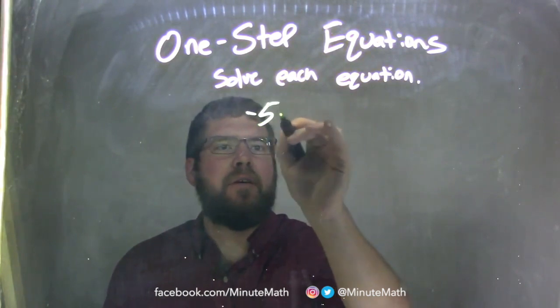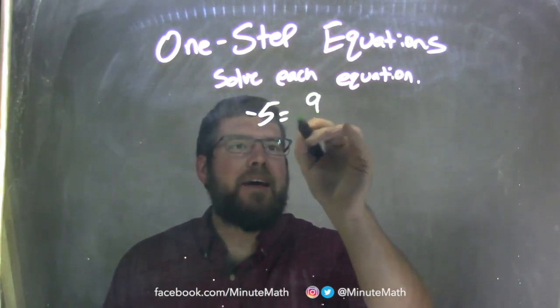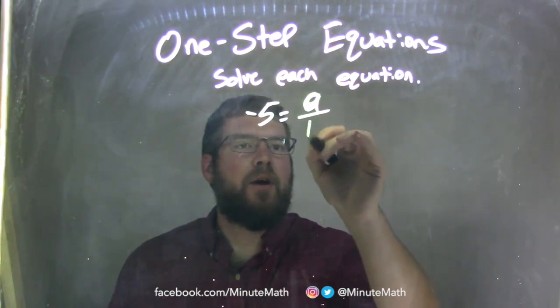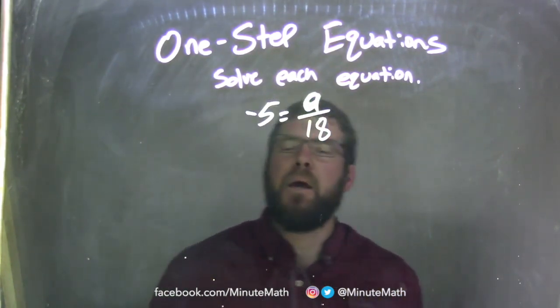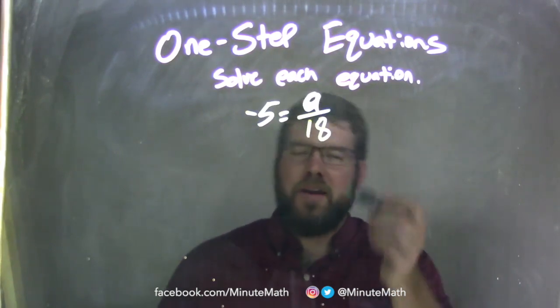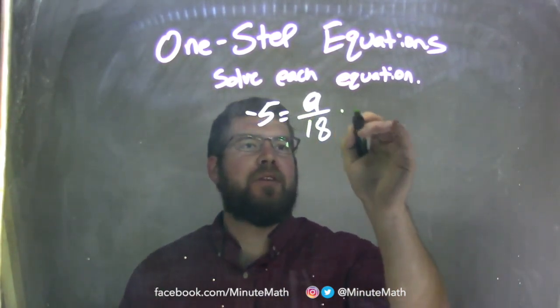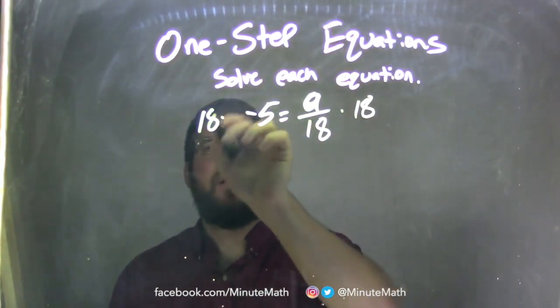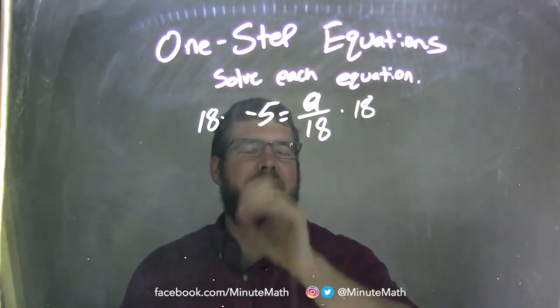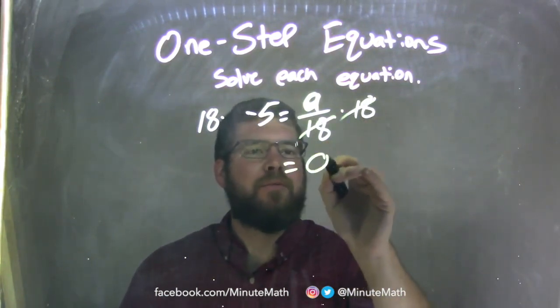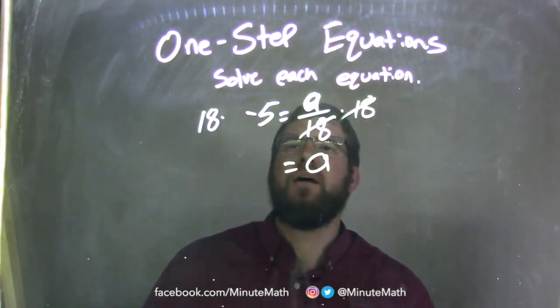Negative 5 equals a over, that's an a. My a's don't look like 9s. A over 18. Okay, well, I see a, that weird looking a, over 18. That's division. Opposite of division is multiplication. Multiply 18 to both sides. Now I know a positive times a negative is going to be negative. Keep that in mind here. 18s cancel. I'm left with a, that's an even weirder looking a, on the right here.